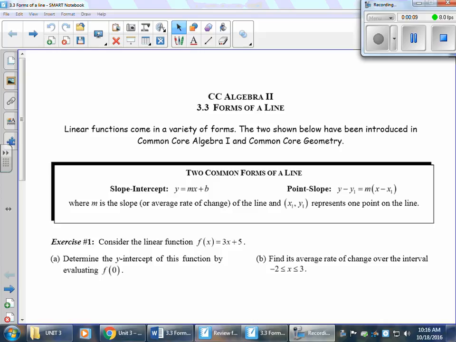Today we're going to be looking at 3.3, forms of a line. Linear functions come in a variety of forms. The two shown below have been introduced in Common Core Algebra 1 and in Common Core Geometry.